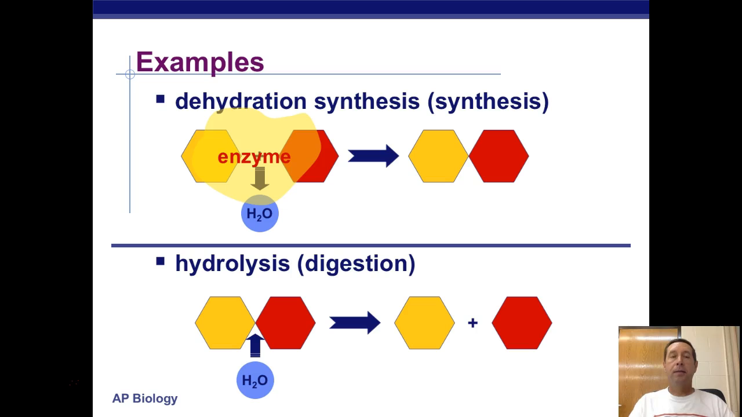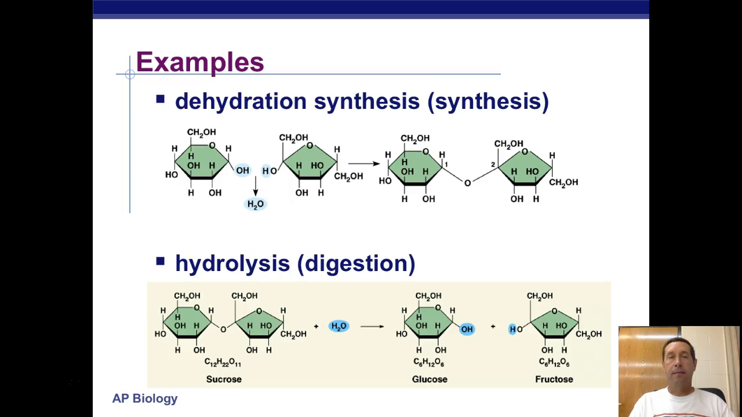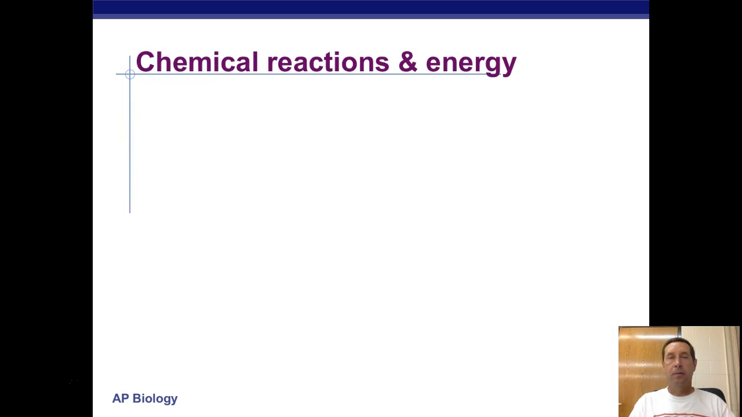Now, all of these reactions require enzymes, which we'll talk about later. Whether it's dehydration synthesis or hydrolysis, the enzyme speeds up the reactions and allows the reactions to occur at a fast enough rate for living things to stay alive. So here are some more specific examples of dehydration synthesis and hydrolysis. You can see the enzymes play roles in those.